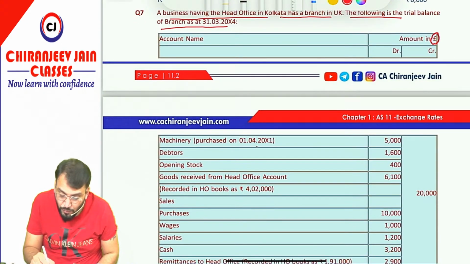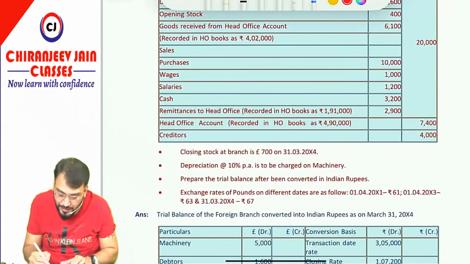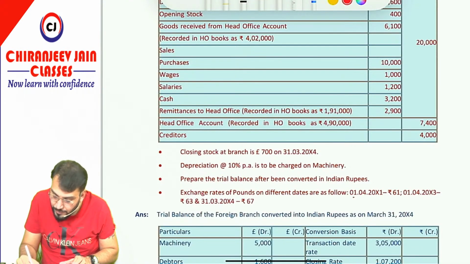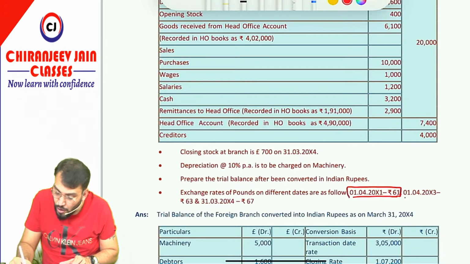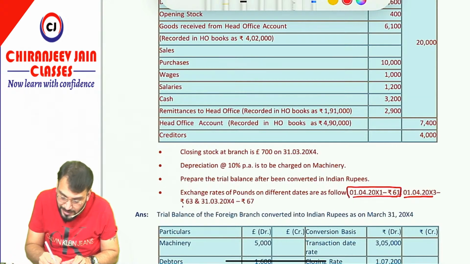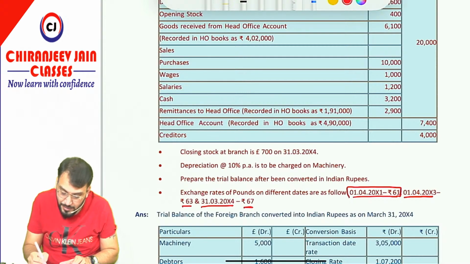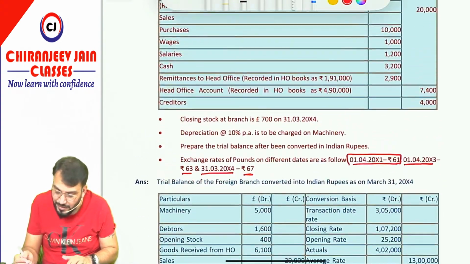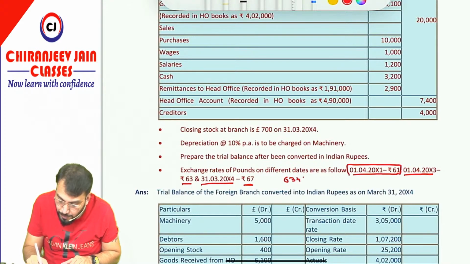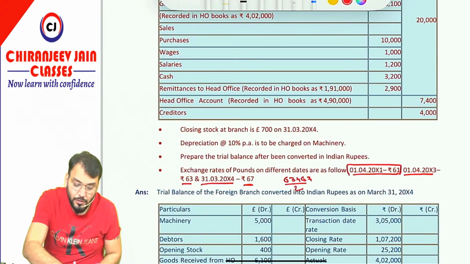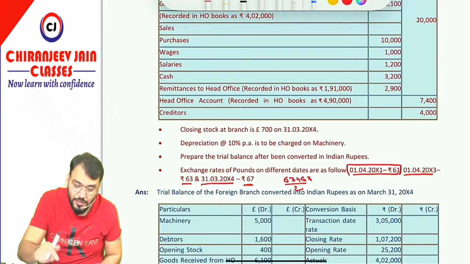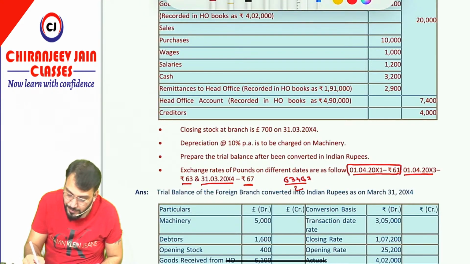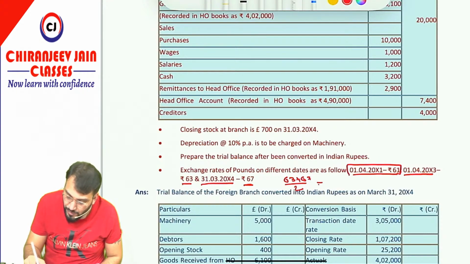Machinery purchased on 1/4/2001. On 1/4/2001, what is the rate given? Check. On 1/4/2001 the rate was 61. On 1/4/2003, the opening, was how much? 63. 31st March 2007, the closing, is what? 67. Understood? These are the rates given. So average is not given, so we can find out the average rate. Average rate will be 63 plus 67 divided by 2, so opening plus closing divided by 2. How much is it coming? 65. So average will be 65.